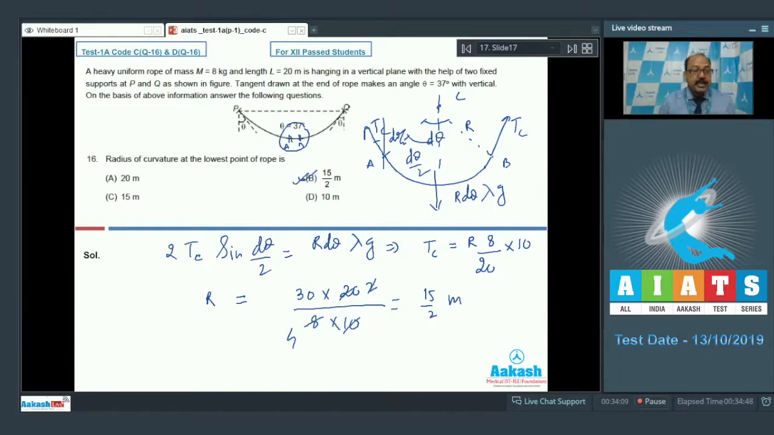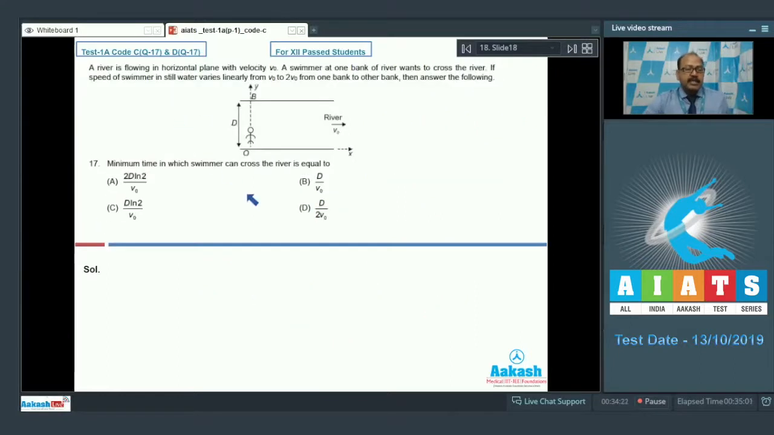So option B is correct. Let's go to the next question now. This again is a paragraph based question. Let's read the paragraph. It says, a river is flowing in horizontal plane with velocity v0.